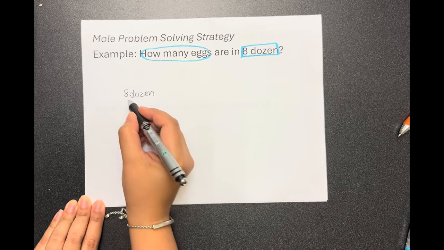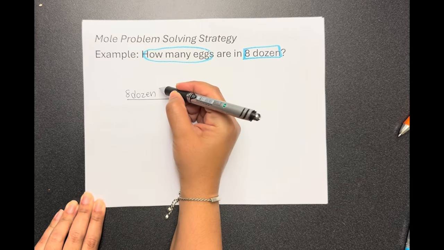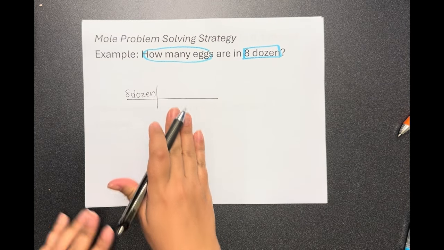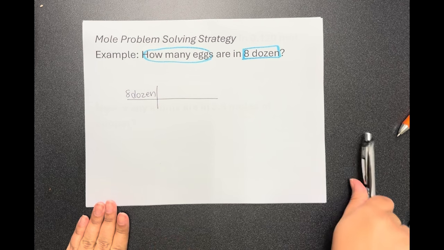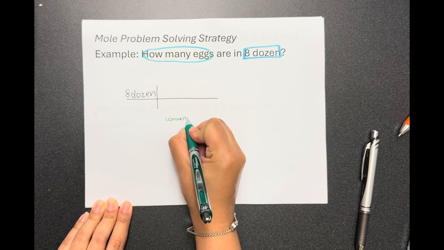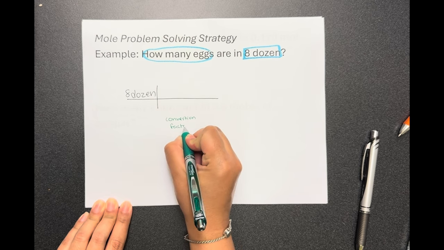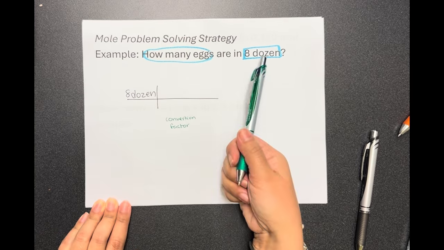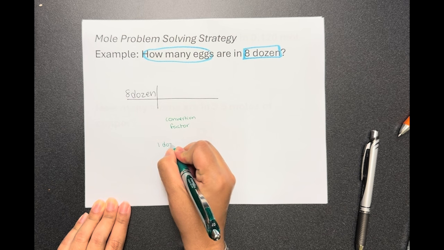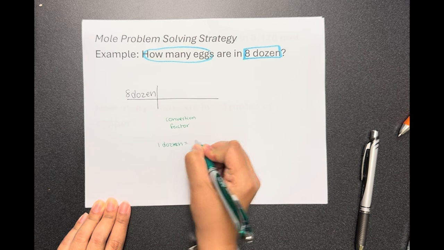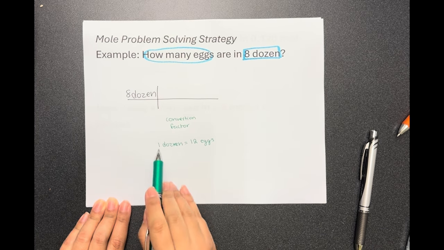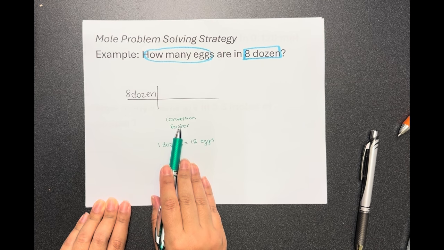dozen. Now I'm going to do a line across and a vertical line. A vertical line means that we're going to either be multiplying or dividing. Next step, I'm going to write a conversion factor, and this conversion factor is going to relate the amount of eggs that are in 1 dozen. So in 1 dozen, there are 12 eggs. I'm going to write this as a fraction, as a conversion factor.